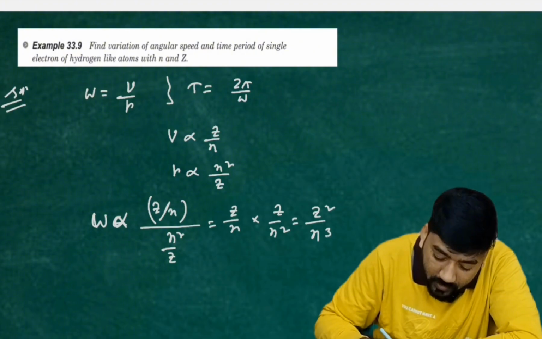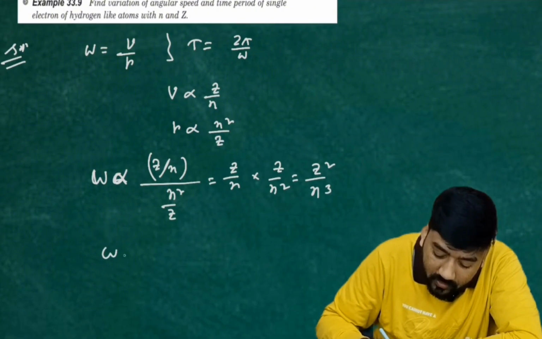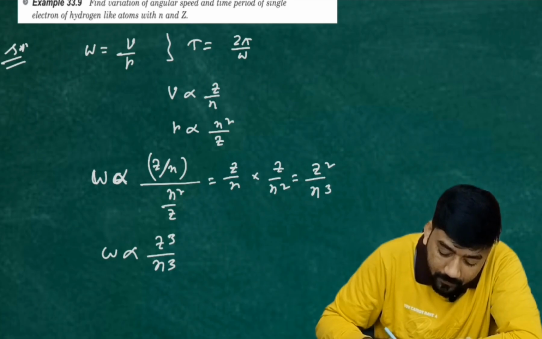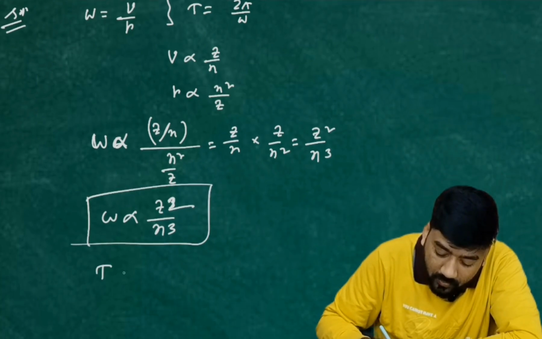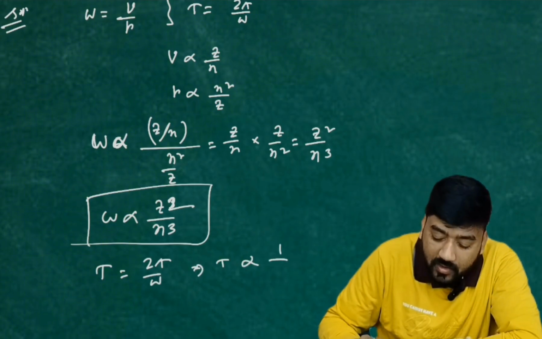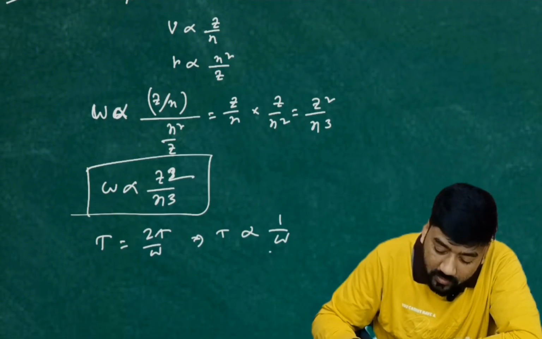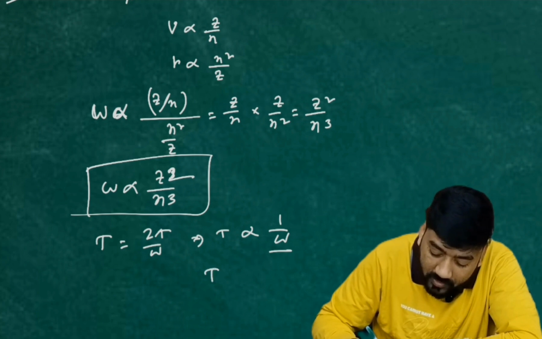So if you want to find the dependency of omega on z and n, it is proportional to z square upon n cube. Now if you want to find t, t is equal to 2 pi upon omega, so obviously t is proportional to 1 by omega. So it will be the reciprocal of this, so t will be just n cube upon z square.